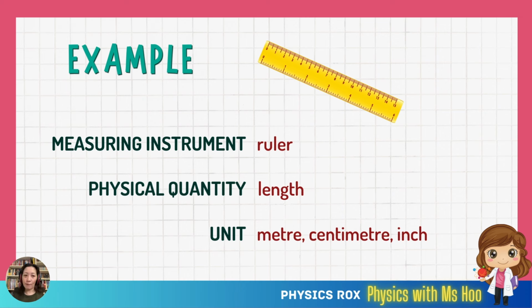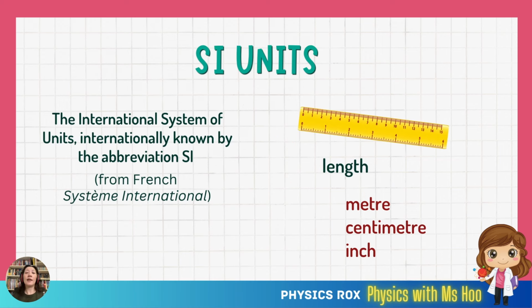The thing is, when we look at length, there are many units in which we can express the value. So we need to have a standard unit. This is where you need to learn about SI units. The term SI here refers to the International System of Units. Internationally, it's abbreviated to SI, which comes from the French term Système International. I'm probably saying that wrong. You probably know better French than me. But, well, we just need to know SI unit.